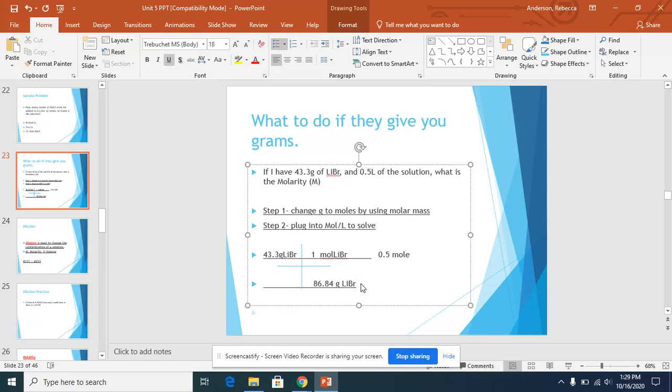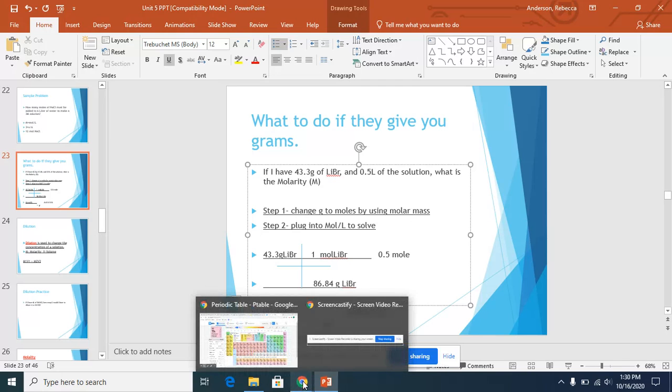So capital M equals moles divided by liters. We do not know what our capital M is, so that's going to be our X, or we could just leave it as capital M. We know our moles is 0.5 divided by the liters, which in the question they say is 0.5 liters. So 0.5 divided by 0.5. So our capital M will be 1 molar. That would be the answer for that.